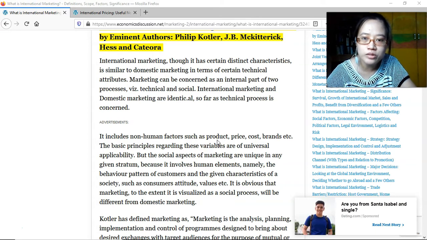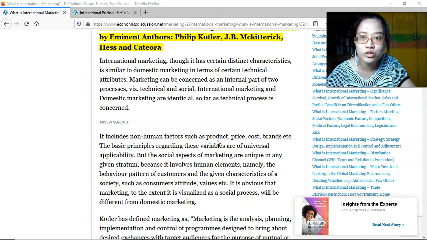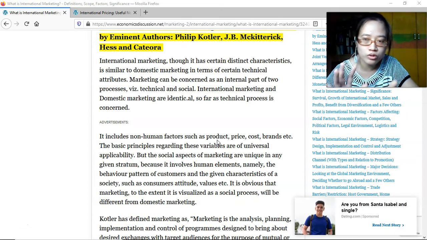But in terms of price, you have to consider if there is existing competition there. You cannot price it the same as the price that you have here in the Philippines, because you have to consider the cost of producing the product in that particular country. Or if you are planning to simply produce the products here and then ship it to that country, then you have to consider the additional cost of transporting the products, right?